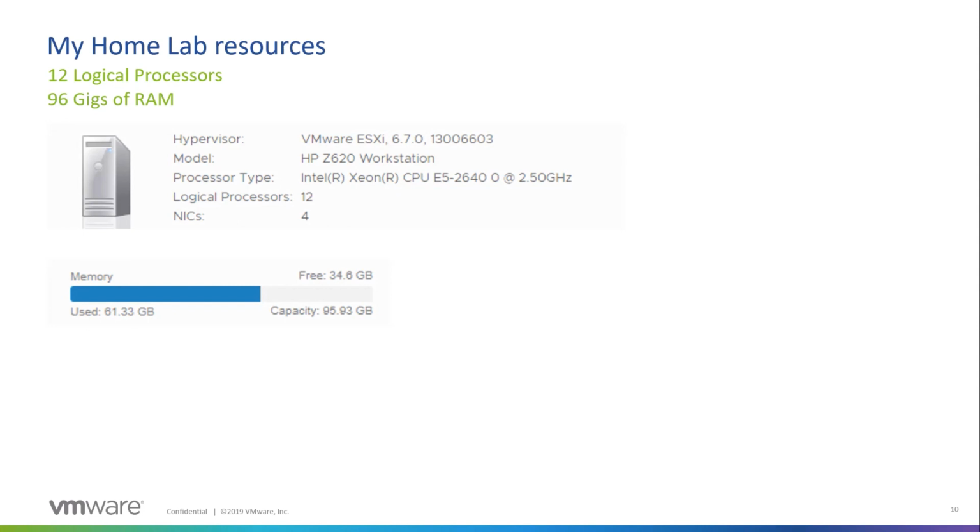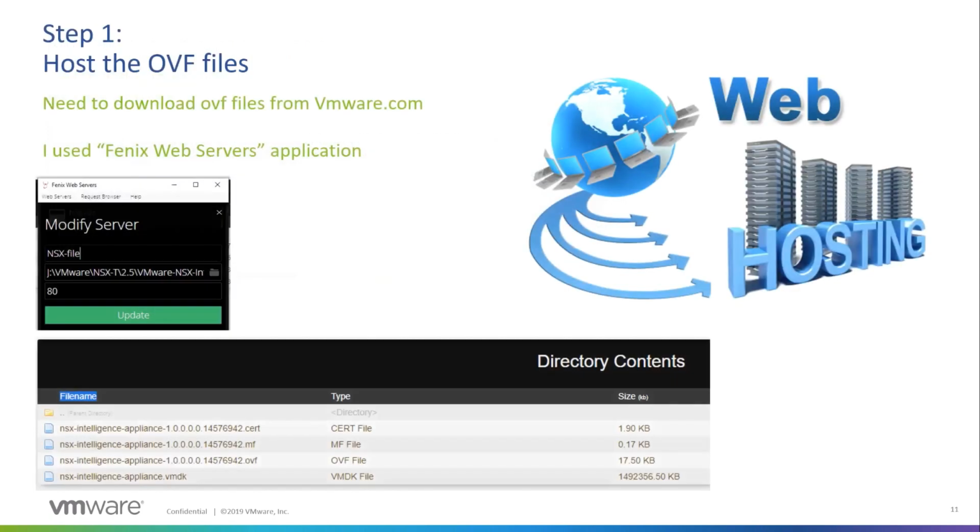So, as you can see, this was the host before I even deployed NSX Intelligence in my environment onto this host, and I was already using 61 gigs of memory, and only had about 34 left. And once again, it deploys with everything reserved. So essentially the first thing that you have to do before you can deploy NSX Intelligence is host the OVF files yourself.